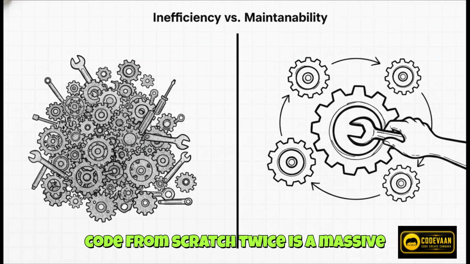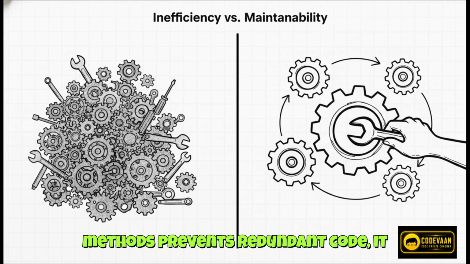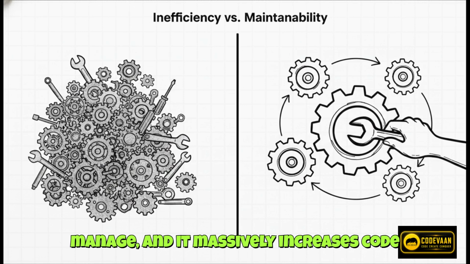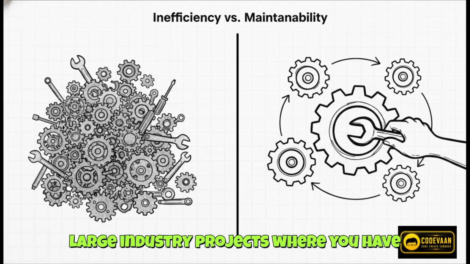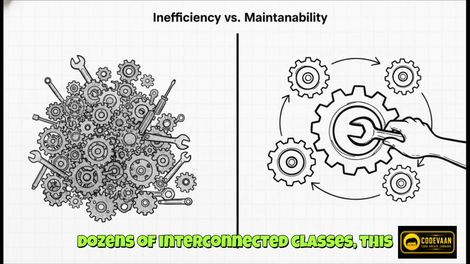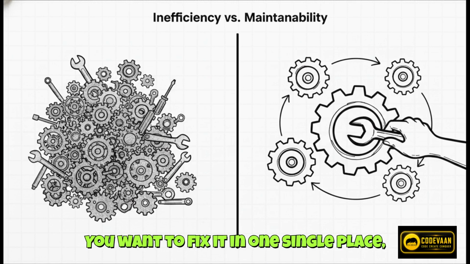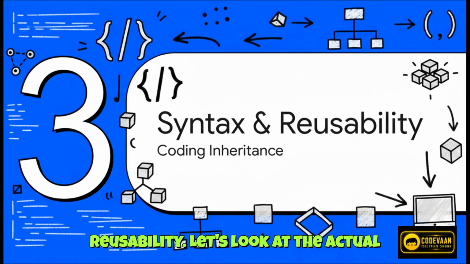Writing code from scratch twice is a massive waste of time, and it bloats your program unnecessarily. Inheriting those common methods prevents redundant code, it decreases the total lines you have to manage, and it massively increases code reusability. And let me tell you, on large industry projects where you have dozens of interconnected classes, this drastically improves maintainability. If you need to fix a bug in how humans eat, you want to fix it in one single place, not 50. Okay, Section 3, syntax and code reusability.